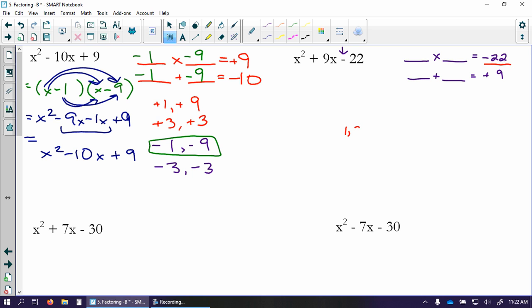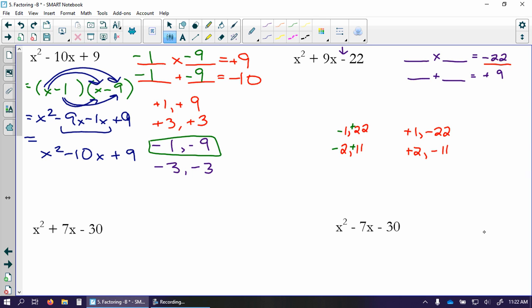Well, 1 and 22, 2 and 11. But we need to make the answer negative. So I need one of two possible cases: negative 1 and positive 22, negative 2 and positive 11, or positive 1 and negative 22, positive 2 and negative 11.